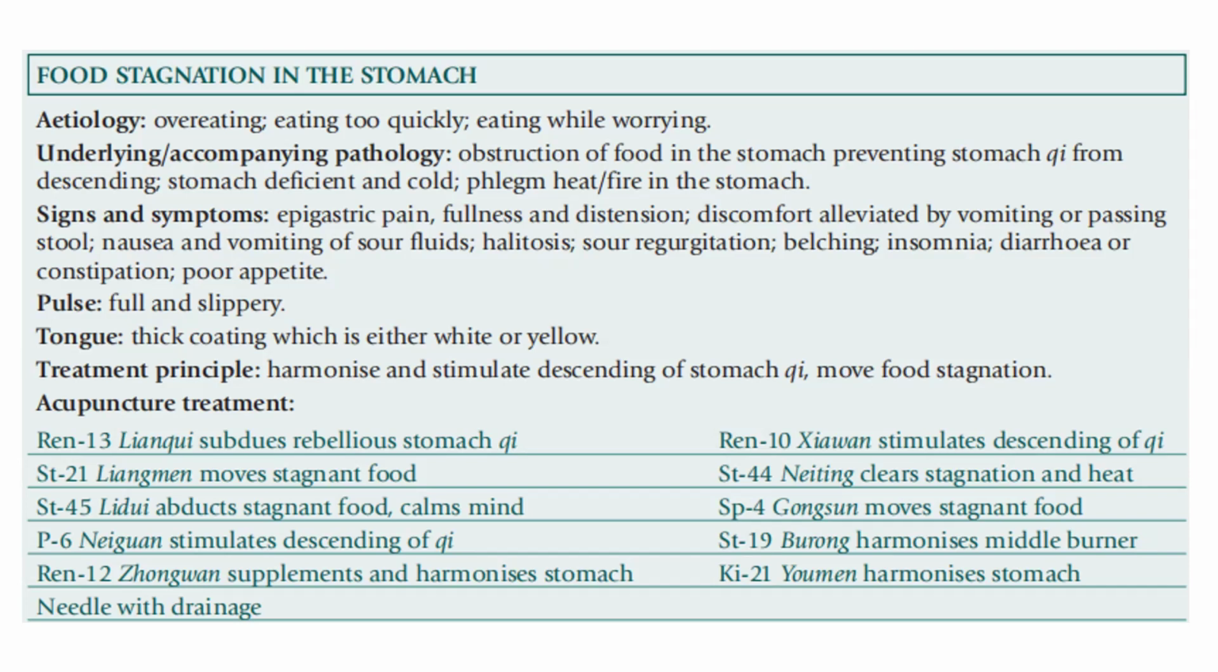The pulse will be full and slippery. The tongue will be thick with a thick coating, which is either white or yellow. The treatment principle is to harmonize and stimulate descending of stomach chi and move food stagnation. So acupuncture treatment: Ren 13, Stomach 21, Stomach 45, Pericardium 6, Ren 12, Ren 10, Stomach 44, Spleen 4, Stomach 19, and Kidney 21.